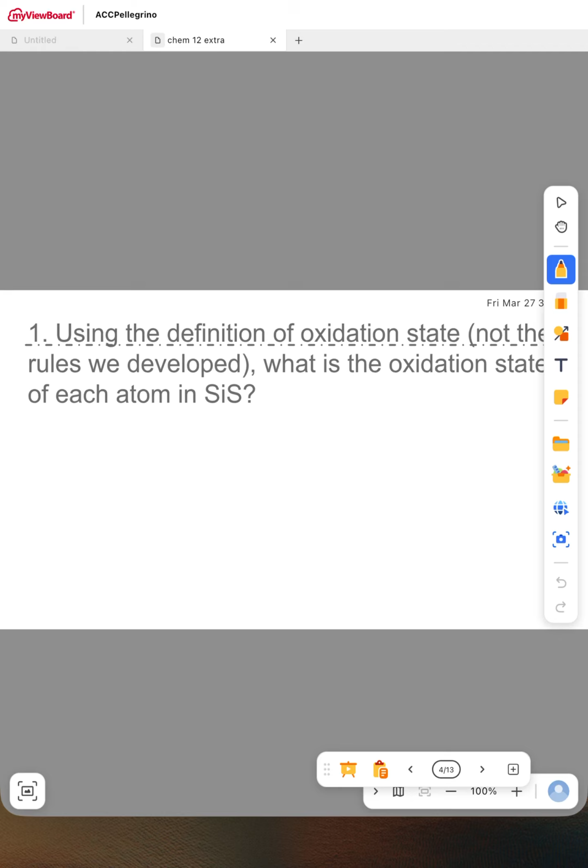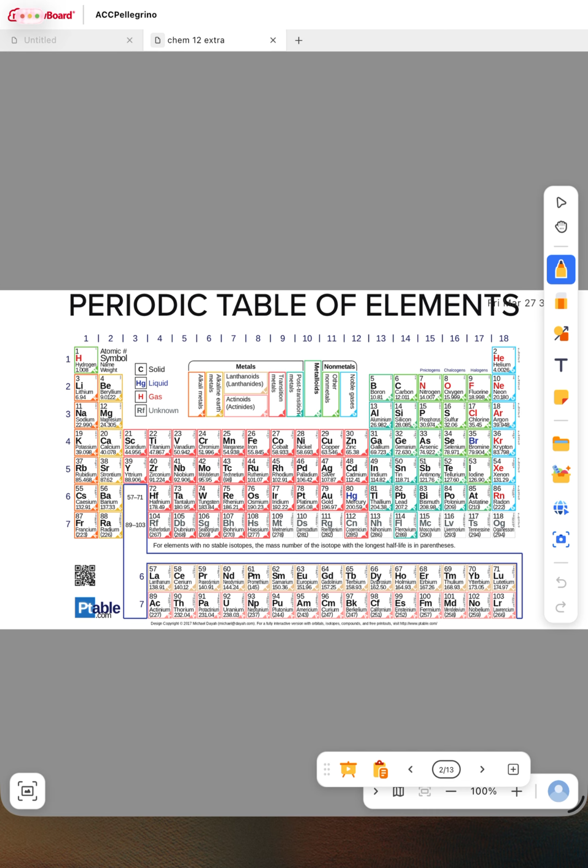Okay, so this first question says, using the definition of the oxidation state, not the rules that were developed, what is the oxidation state of each atom of SiS? So this is silicon and sulfur. What we need to do here, remember that if you look in your textbook, the definition for oxidation state is the charge the atom has or would have if all of the shared electrons were given to the most electronegative atom. So let's go back here and take a look at the periodic table.